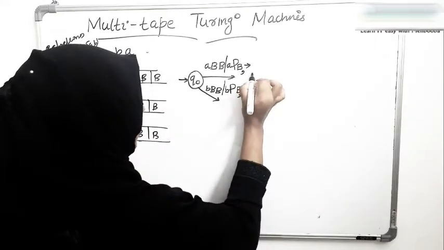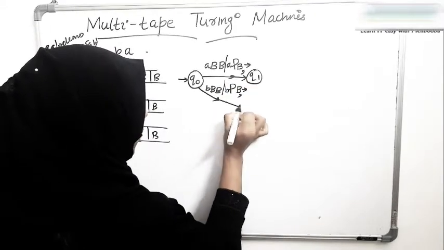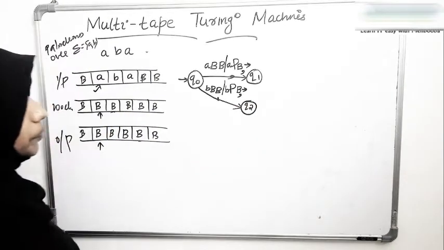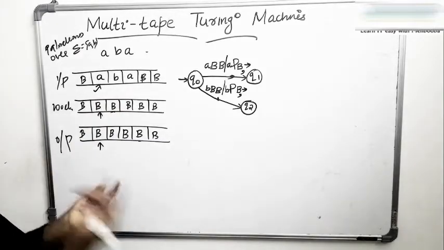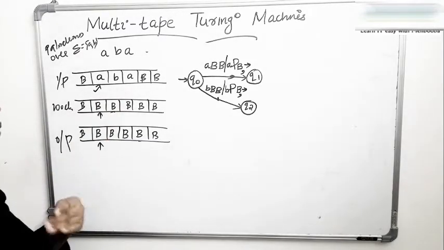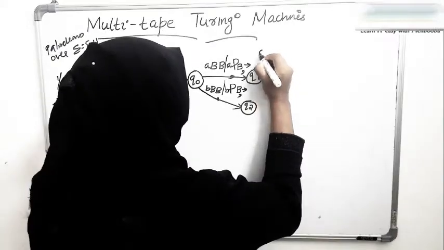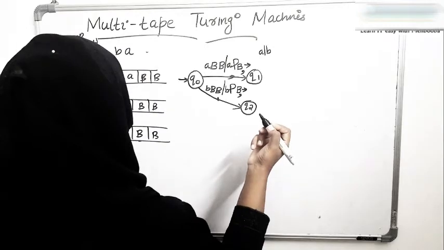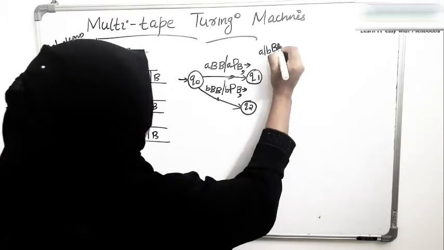So here I am taking the new state Q1. Here I am taking the new state Q2. Now we just need to get to the end of the tape, isn't it? We don't care what symbols we are seeing in between. We just need the last symbol. Whether it is A or B in the first tape, we don't care. In the next tape, that should be a blank, and in the third tape also, that should be a blank.